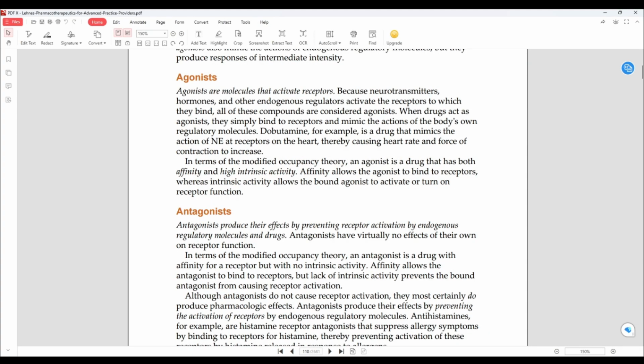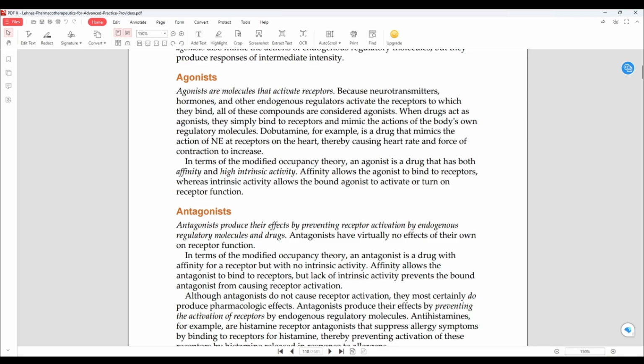So, speaking of agonists, agonists are molecules that activate receptors. Because neurotransmitters, hormones, and other endogenous regulators activate the receptor to which they bind, all of these compounds are considered agonists. When drugs act as agonists, they simply bind to receptors and mimic the action of the body's own regulatory molecules. Dobutamine, for example, is a drug that mimics the action of norepinephrine at receptors on the heart, thereby causing heart rate and force of contraction to increase.